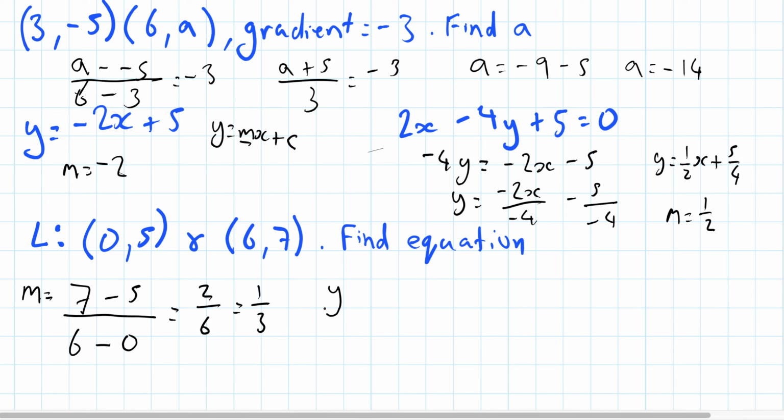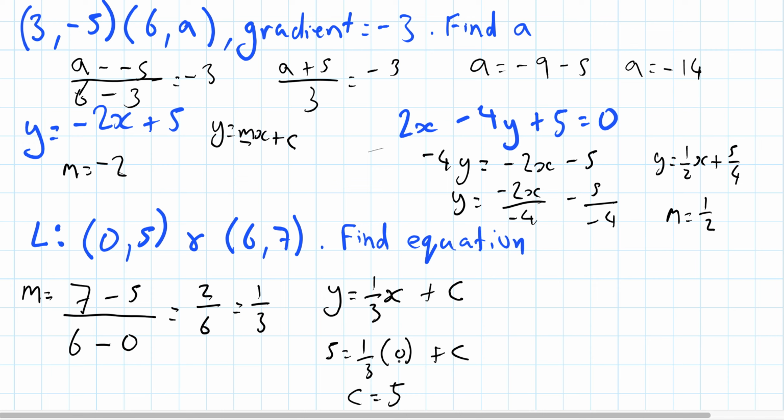So I have so far y equals 1/3 x plus c. I just need to work out what the c is. I'm going to pick one of the coordinates and just plug it in. I picked 0 and 5, easier. x equals 0, y equals 5. So 5 equals 1/3 times 0 plus c. Therefore c equals 5, because 1/3 times 0 equals 0.